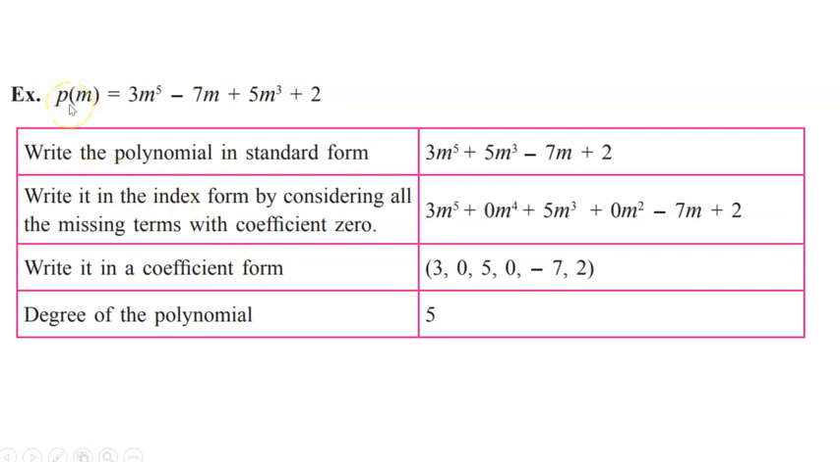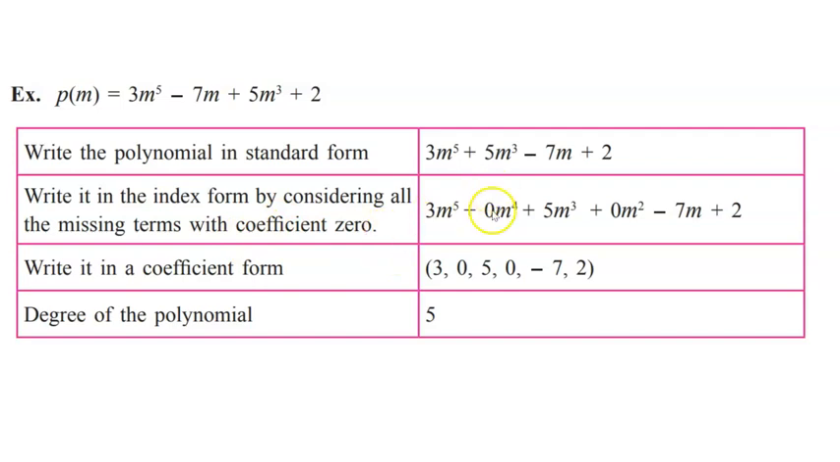Next, P of m is equals to 3m raised to 5 minus 7m plus 5m raised to 3 plus 2. Write the polynomial in standard form. Now the standard form is 3m raised to 5 plus 5m raised to 3 minus 7m plus 2. That is the descending power of m: 5, 3, 1 and 0. Next, write it in the index form by considering all the missing terms with coefficient 0.